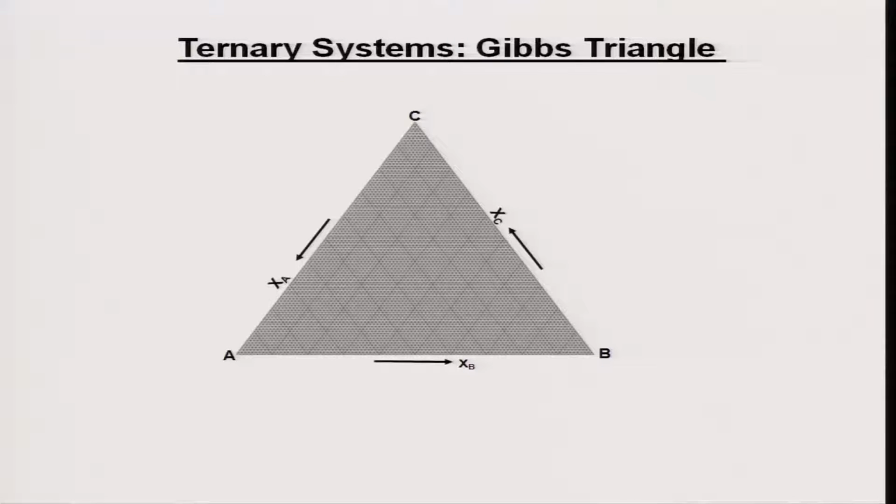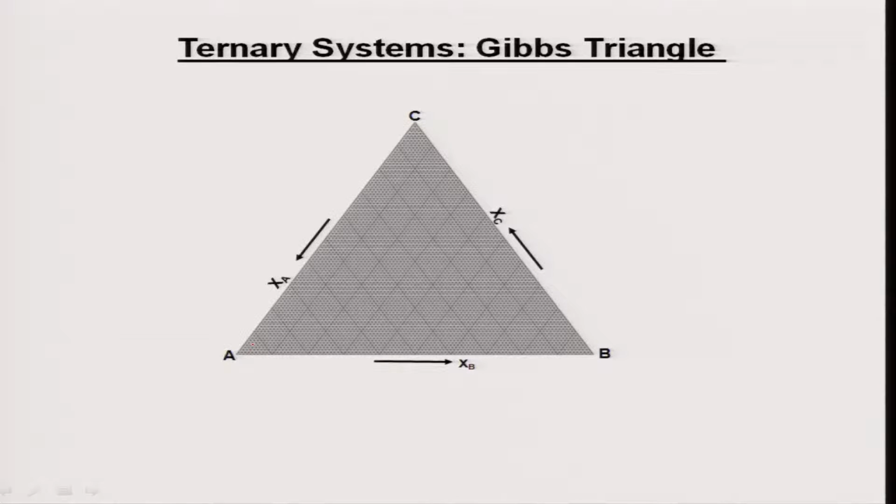So, the Gibbs triangle is an equilateral triangle. All three sides of the triangle have equal length, and the angle subtended by two sides is 60 degrees. Now, the question is, if the equilateral triangle represents the compositions, as you could see here, you have points A, B and C and three sides AB, BC and CA. That is the equilateral triangle.